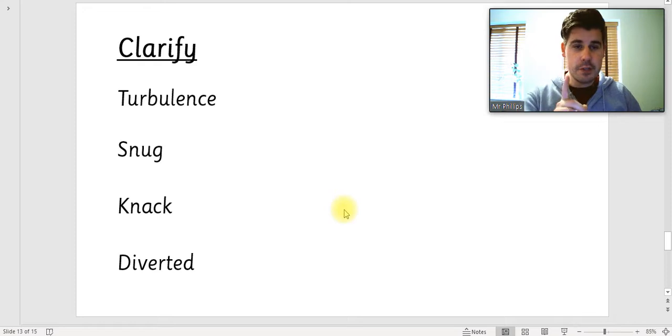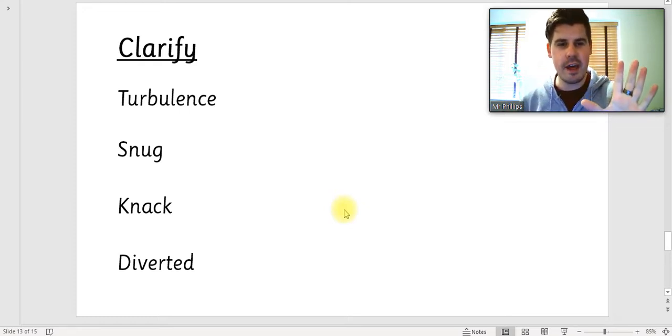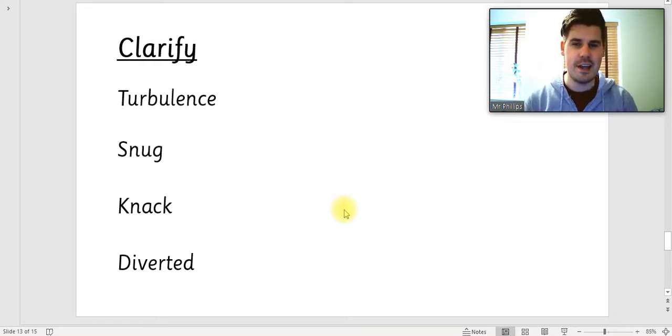Okay, so first of all is turbulence. It said the plane had hit a lot of turbulence, and this whole chapter is all about the turbulence around the plane. So what do you think turbulence means? Pause the video there and then write your answer next to the word. Okay, so you should now have a definition for turbulence, or what you think a definition for turbulence is. If you don't have it, pause the video and make sure you've written it.